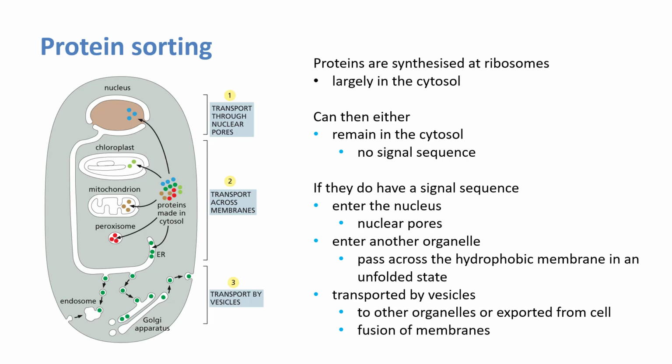The first possible mechanism is they might be delivered to the nucleus and they will enter the nucleus through nuclear pores. Another possible way they can be transported is they can be transported across the hydrophobic membrane of an organelle in an unfolded state. And this largely happens in mitochondria and chloroplasts. The other way they can be transported is by vesicles, and this allows them to be transported to other organelles or even exported from the cell. And this process involves fusion of membranes of organelles and vesicles and potentially the plasma membrane.